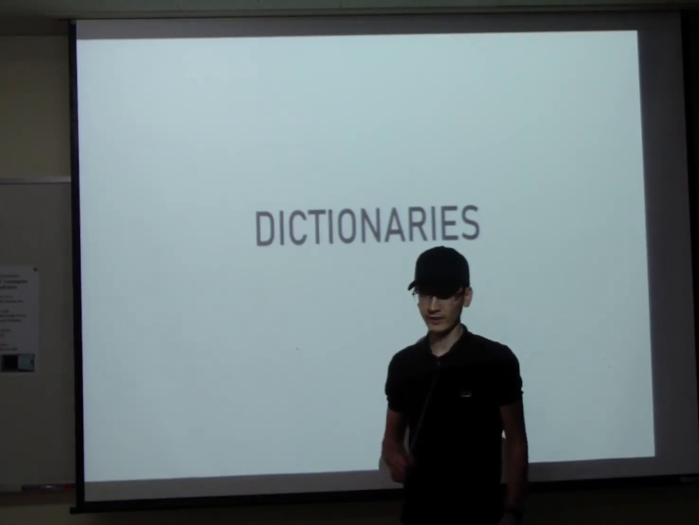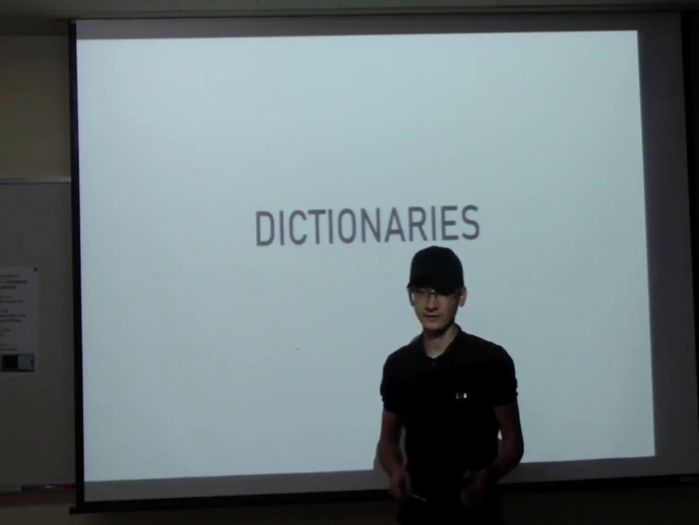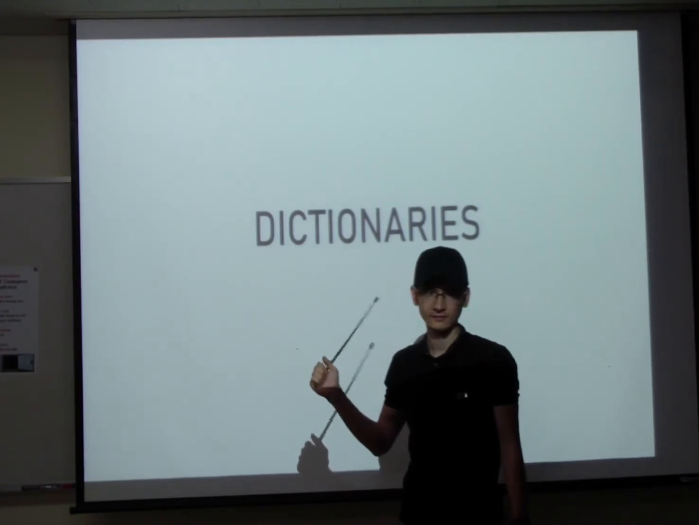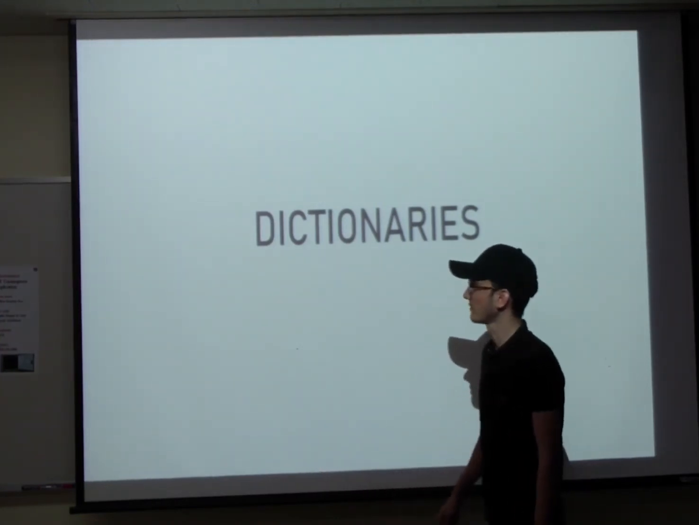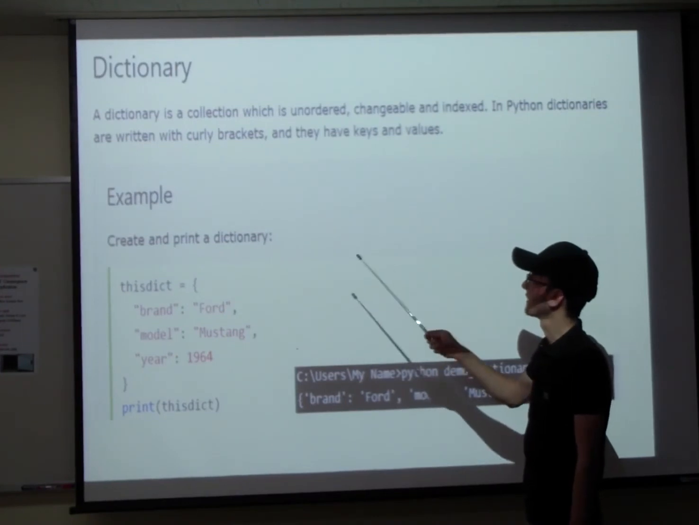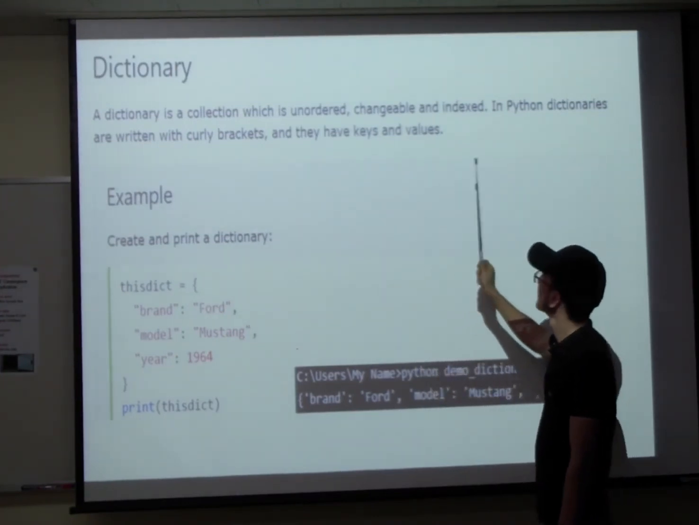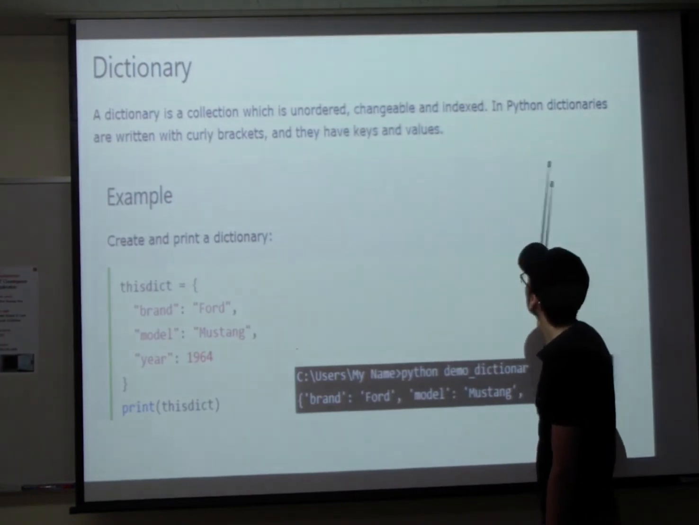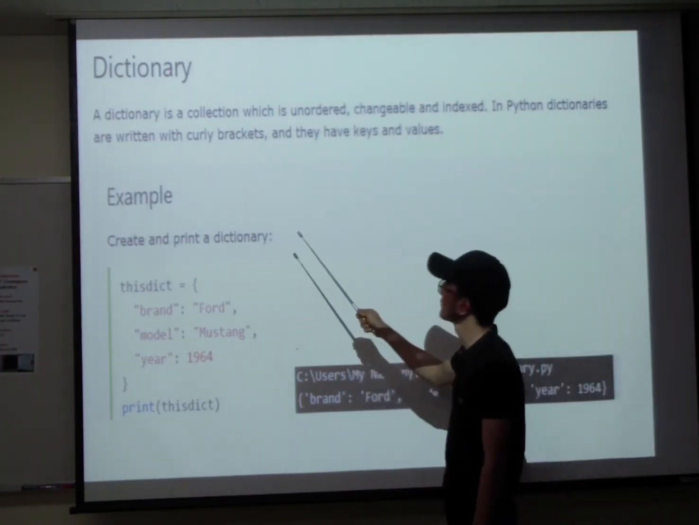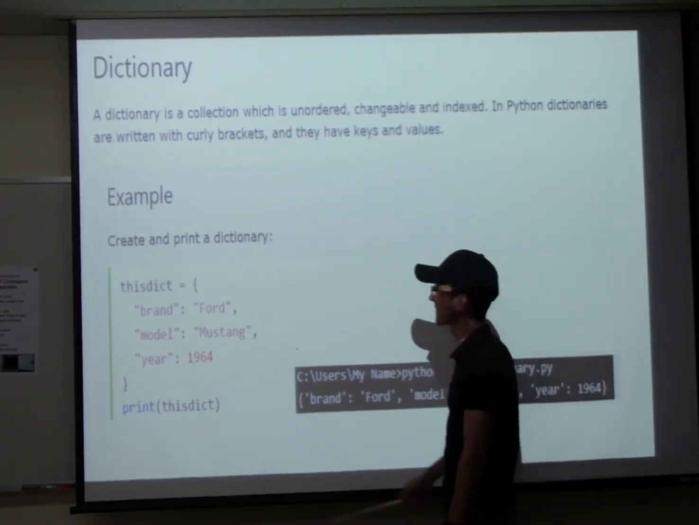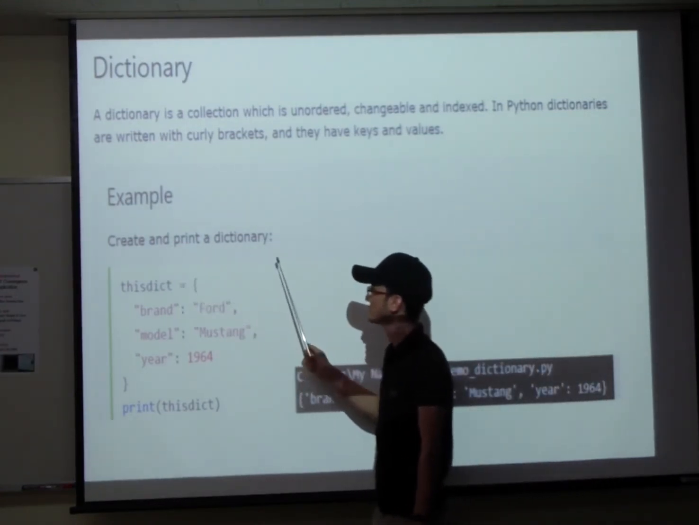As you remember, we have a collection of data types: list, tuple, set, and dictionary. So let's now learn dictionary. A dictionary is a collection which is unordered, changeable, and indexed. In Python, dictionaries are written with curly brackets and they have keys and values. Example, create and print a dictionary.